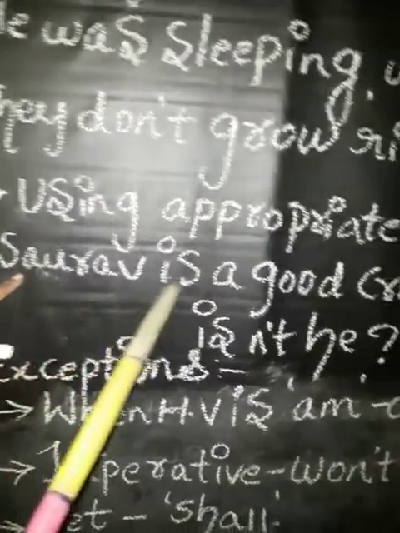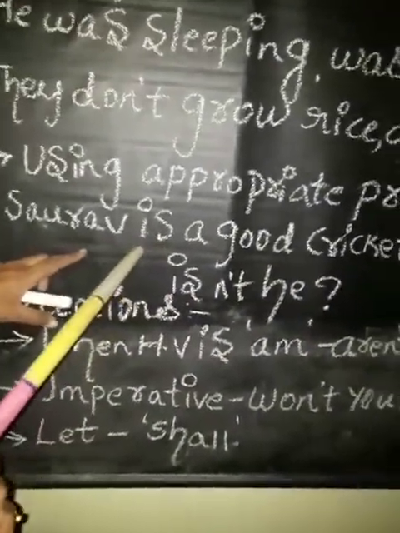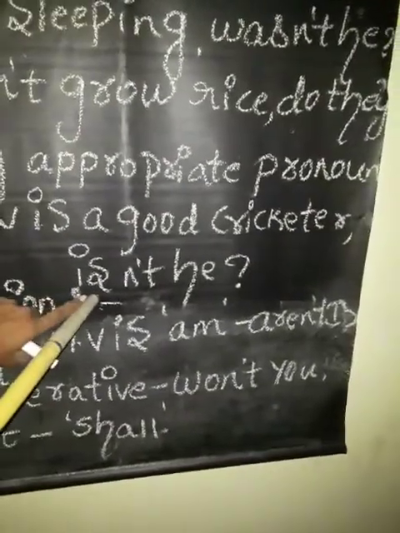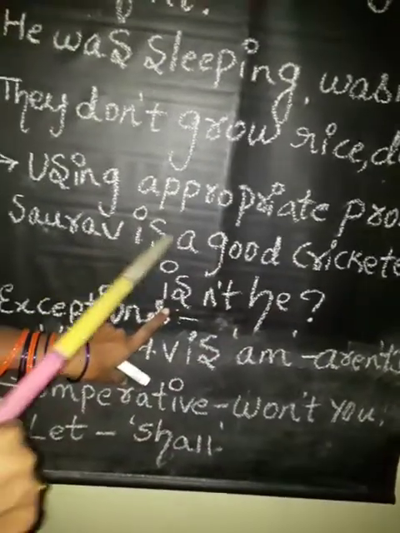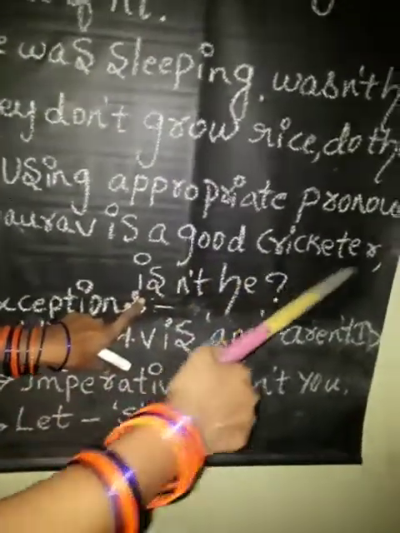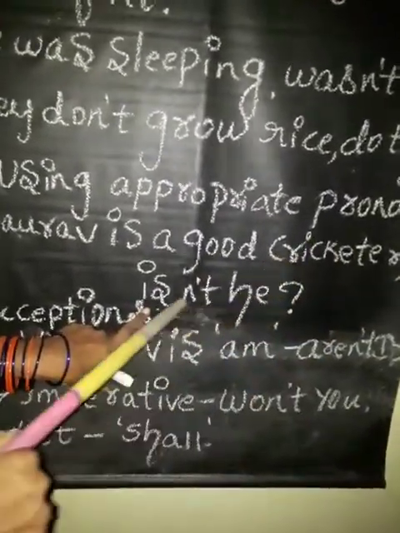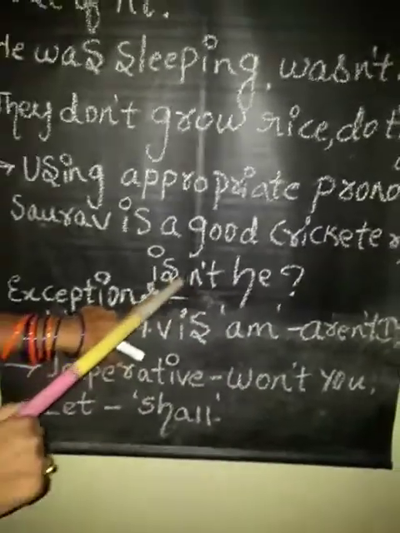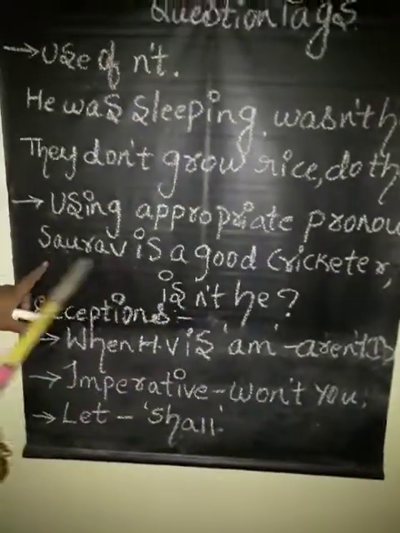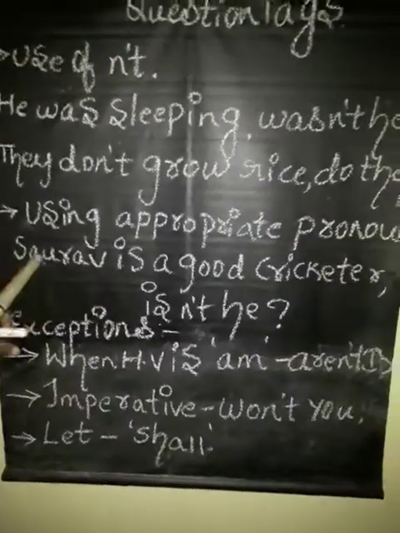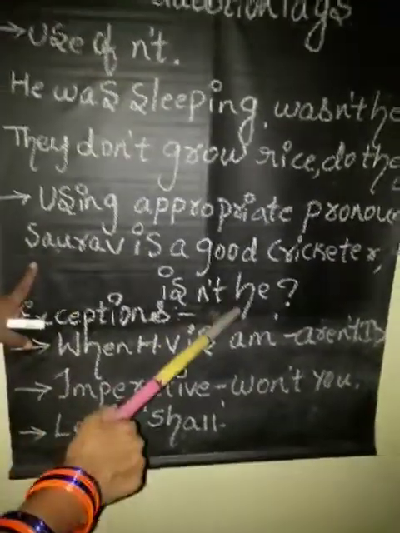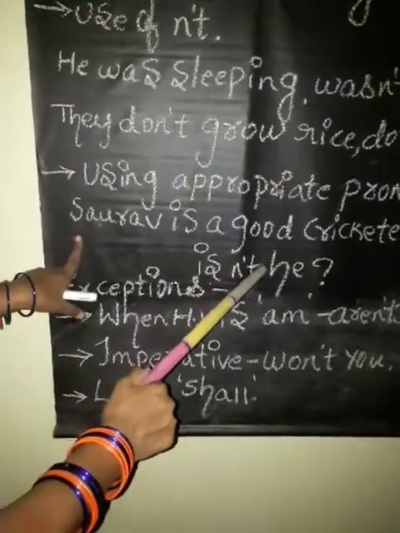Example, Saurav is a good cricketer. Here there is a presence of the helping verb is, so we write is. The given statement is a positive statement, so we write the negative question tag is not. The subject Saurav is masculine gender, so we use the pronoun he: isn't he.